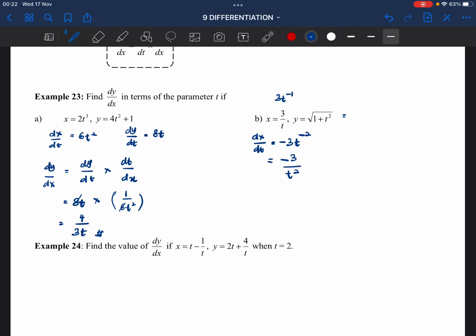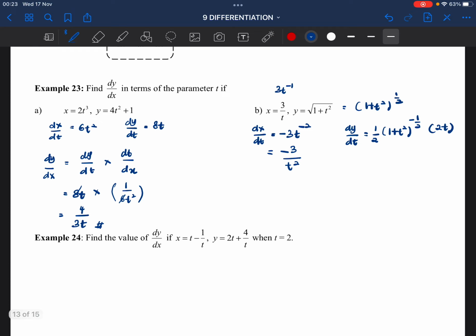We can rewrite this as 1 plus t square to the power of 1 over 2. So differentiate y with respect to t. The power rule has 4 steps, please don't forget this. Power moves to the front, copy the bracket back, power minus 1, and differentiate the inside. So those are the 4 steps to differentiate by using the power rule. Make sure by now you can do this. So we can simplify this. We should have t over square root of 1 plus t square.